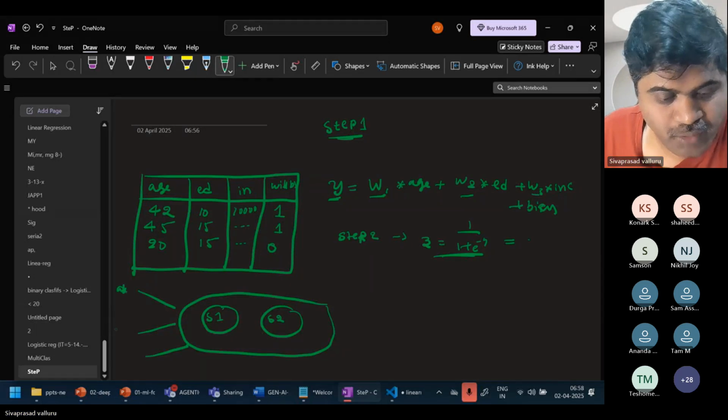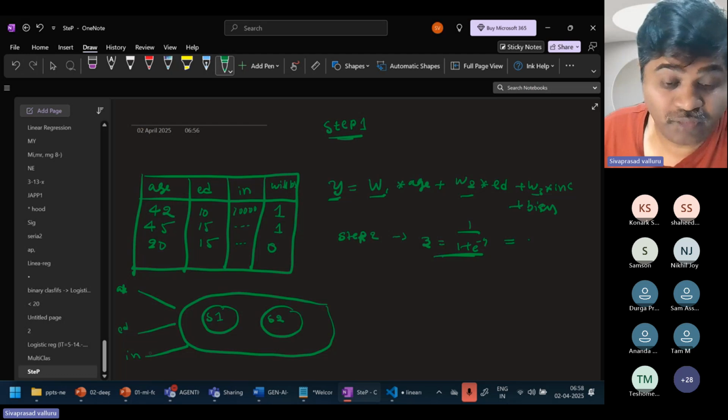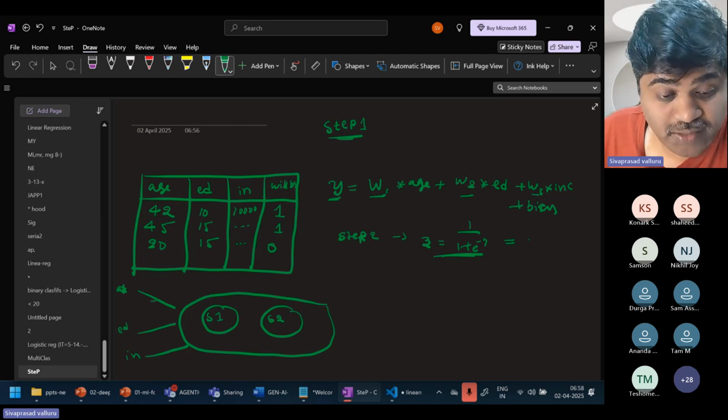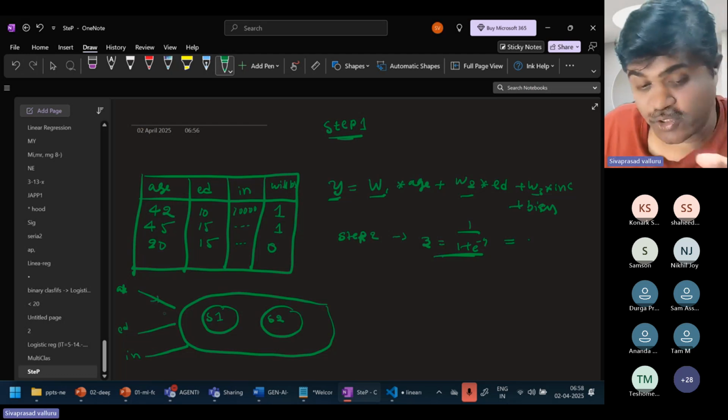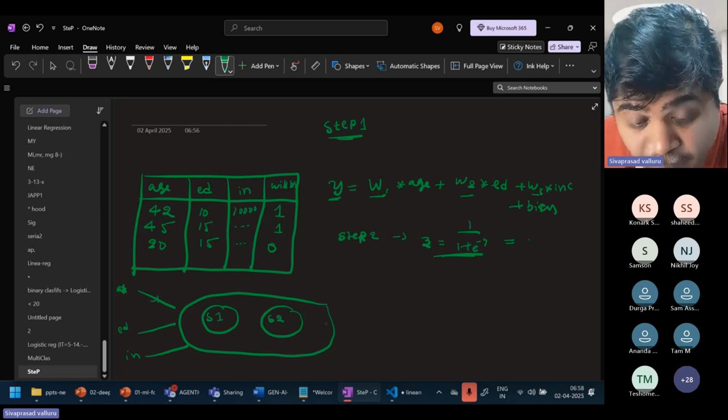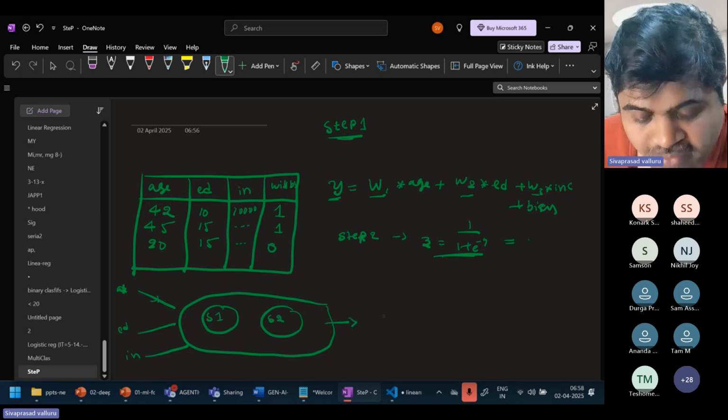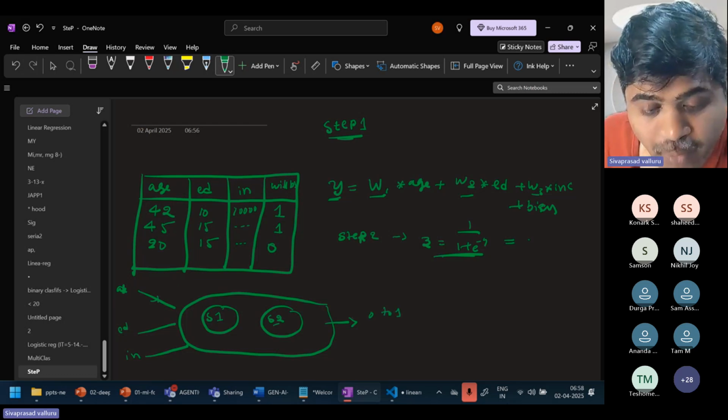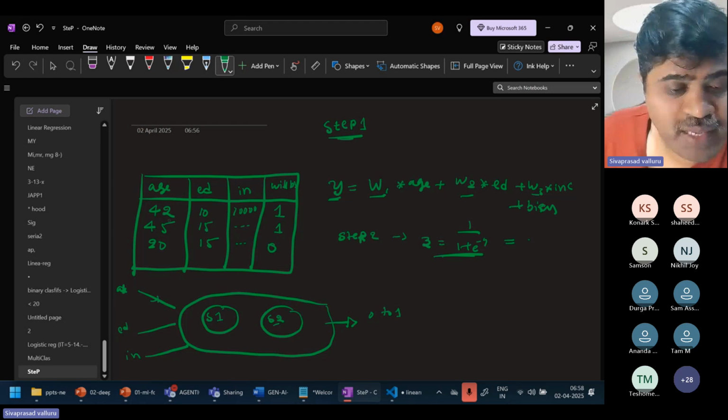Age, education, and income. These are the three features we have to pass as inputs. Then finally we'll get a probability, right? After this step 2, I'll get a value between 0 to 1. We'll get a probability.